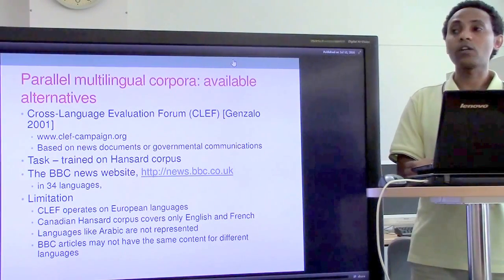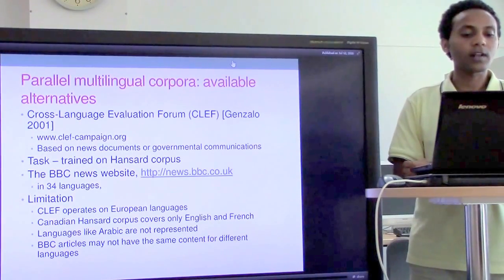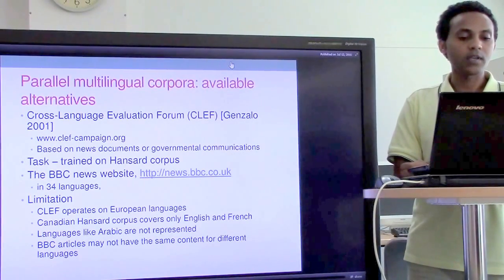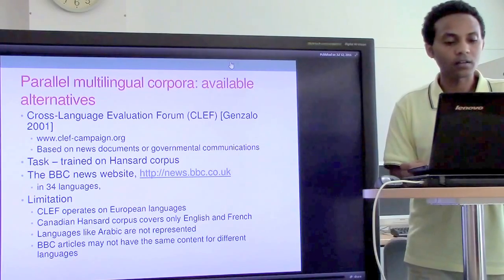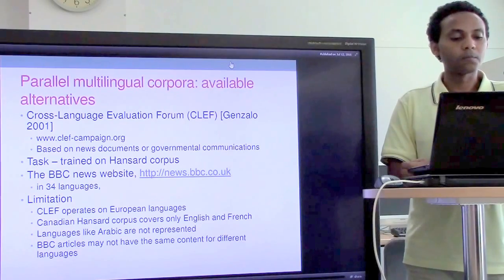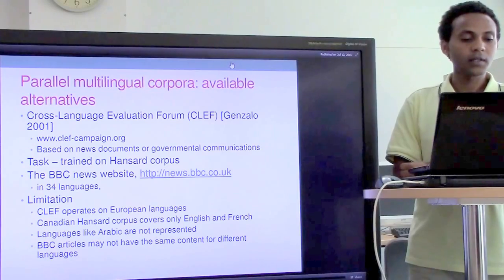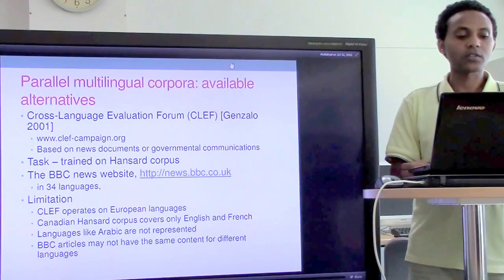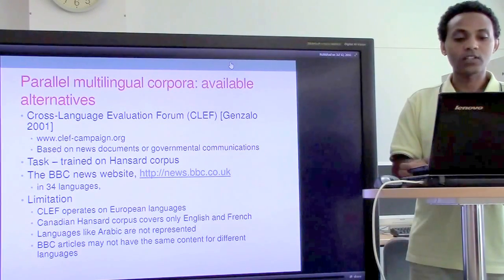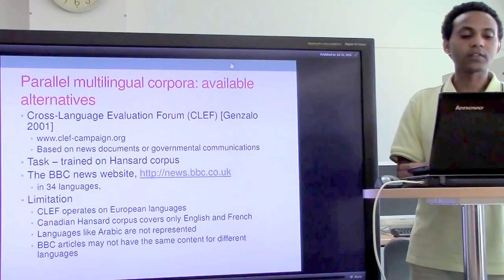Other alternatives, which are multilingual corpora, are given as follows. The first one is the Cross-Language Evaluation Forum. And this parallel corpus is based on a collection of news documents and governmental communications. And there is also another well-known parallel corpus, which is the Canadian Hansard corpus. And also there are other news resources, such as the BBC, which, at the time of the publication of the paper, was translated into 34 different languages.